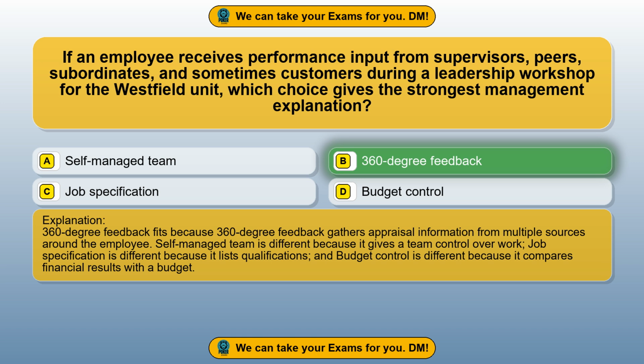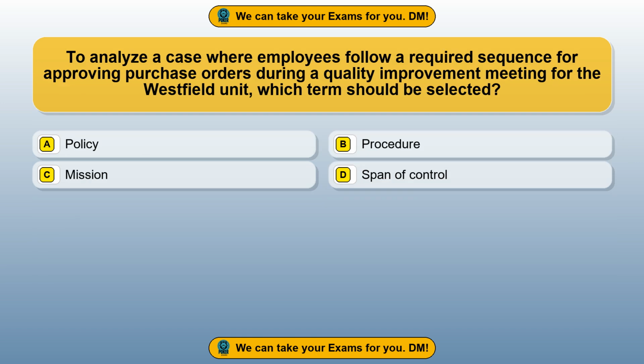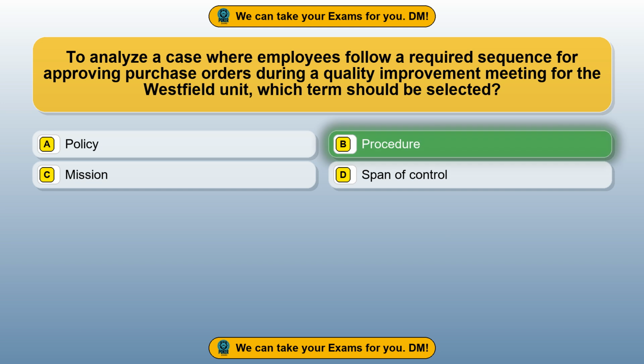Question 11. To analyze a case where employees follow a required sequence for approving purchase orders during a quality improvement meeting for the Westfield unit, which term should be selected? Option A, policy. Option B, procedure. Option C, mission. Option D, span of control. The correct answer is option B, procedure.